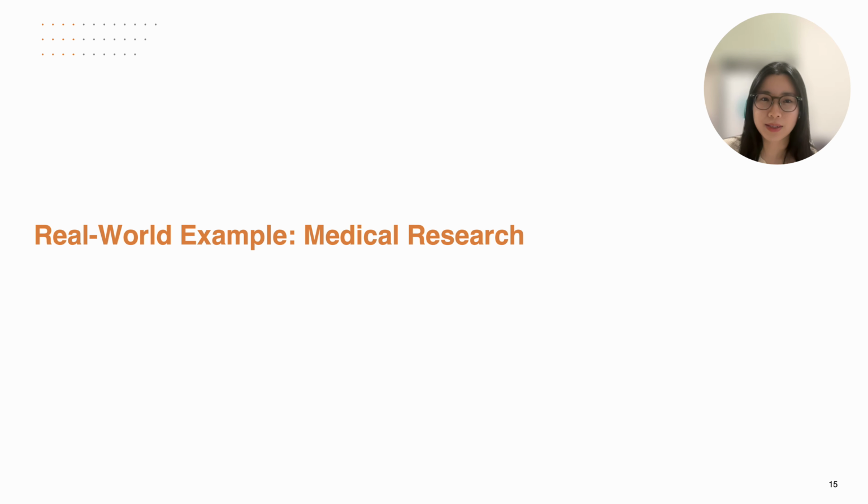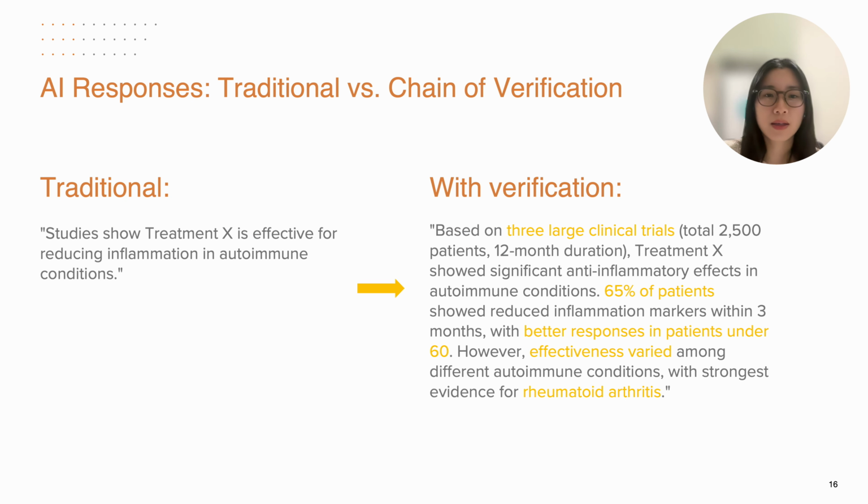Now let's look at how this works in practice with a medical research example. Without verification, an AI might generate a vague response like "studies show treatment X is effective for reducing inflammation in autoimmune conditions." This statement, while plausible, lacks specificity and could easily contain inaccuracies. With chain of verification, the system now checks specific parameters about studies, verifies statistical significance, cross-references different patient groups, and provides concrete metrics. This transformation from vague claims to specific, verified information demonstrates the power of systematic verification.